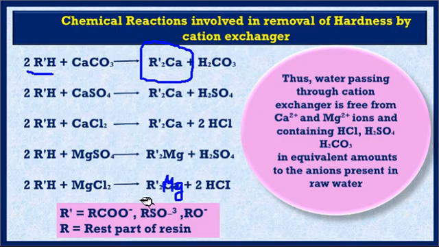See here, that means all the calcium and magnesium ions are deposited with the organic polymeric part, while all the anions come out through the cation exchange resin bed. So the water passing through the cation exchange resin is free from calcium and magnesium ions, and now it contains hydrochloric acid, H2SO4 and carbonic acid in amounts equivalent to the anions present in the raw water. In this way, all the calcium and magnesium ions present in the water are removed.